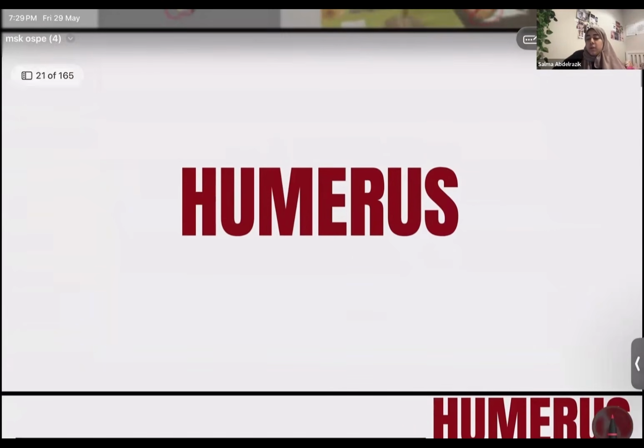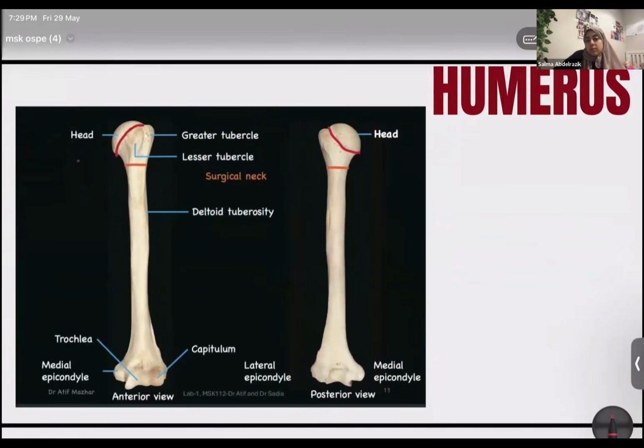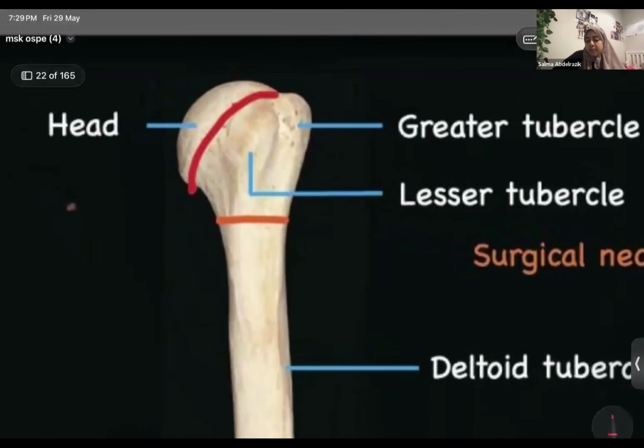Now let's continue the shoulder, and what attaches to the glenoid cavity is the humerus. This is what the humerus looks like. Let's zoom in and take it one piece at a time. You have the head. Clearly, it looks like a head. Like, it looks like a human head. I'm just kidding. This is me in my head. Then you have something called the greater tubercle, and you have a lesser tubercle. And they're both very important. We're going to be talking about them later.